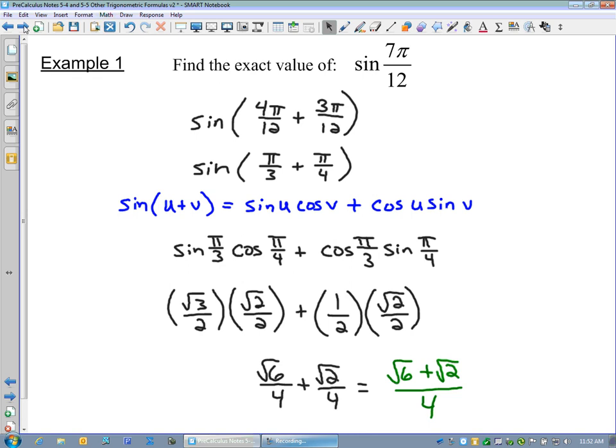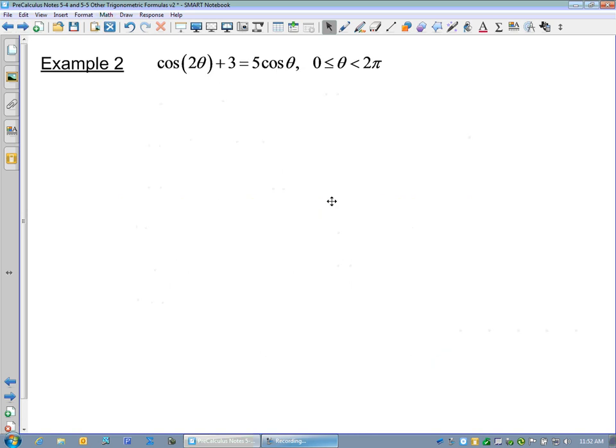Looking at the next example, we're going to get to solve an equation. And here we have cosine of 2 theta plus 3 equals 5 cosine of theta. And they want the answers between 0 and 2 pi, including the 0 but not including the 2 pi. So within the first period of cosine.